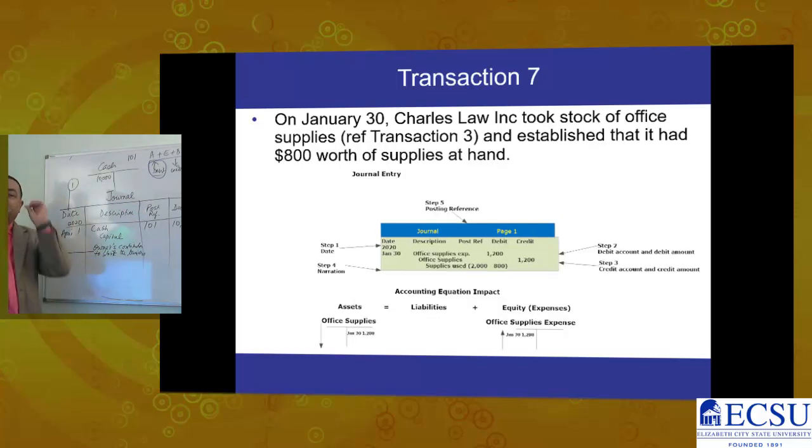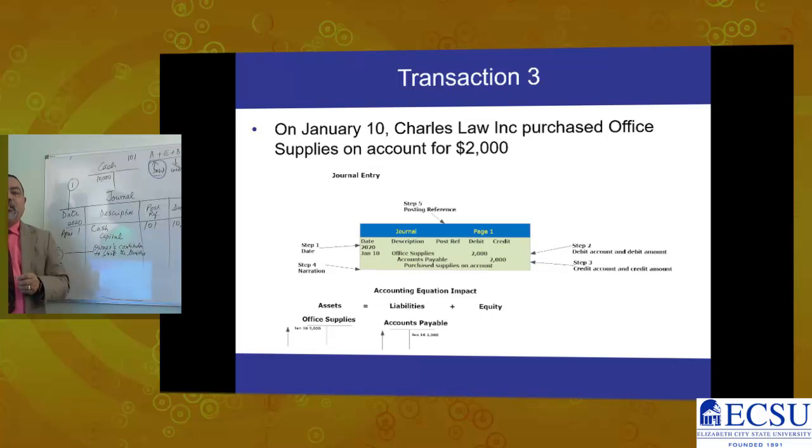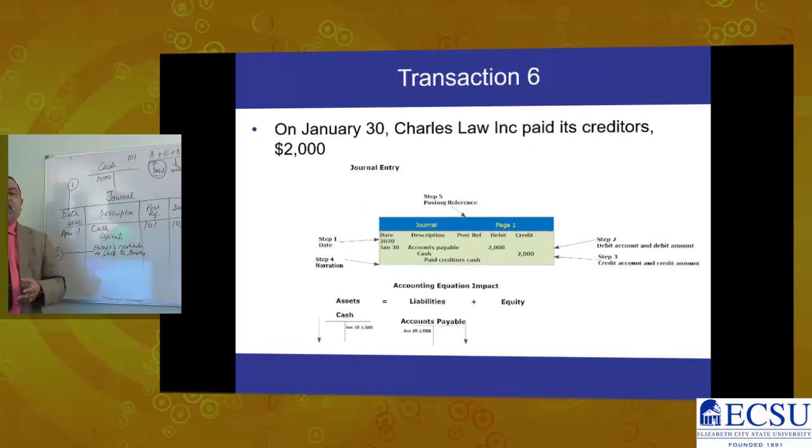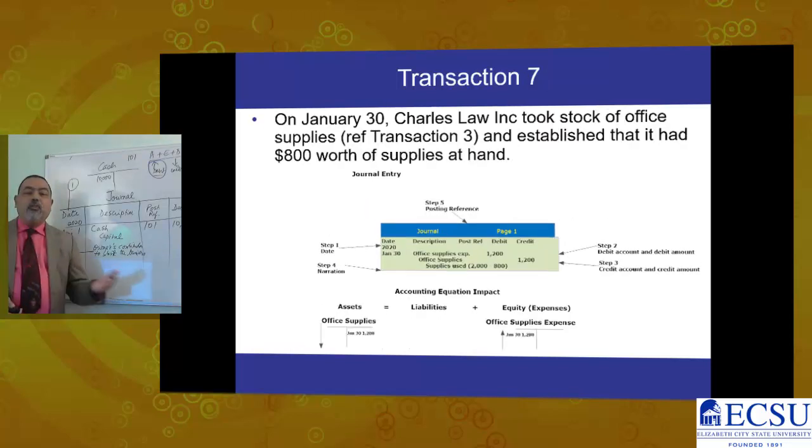Now, on January 30, Charles Law Incorporated took stock of the office supplies and established that it had 800 worth of supplies on hand. If you go back to your transaction 3, Charles Law purchased office supplies on account for 2,000. So we had office supplies of 2000, now it is worth only 800. Now what does it mean? It means I have used the 1200 worth of supply. So that is 2000 minus 800 would be 1200.